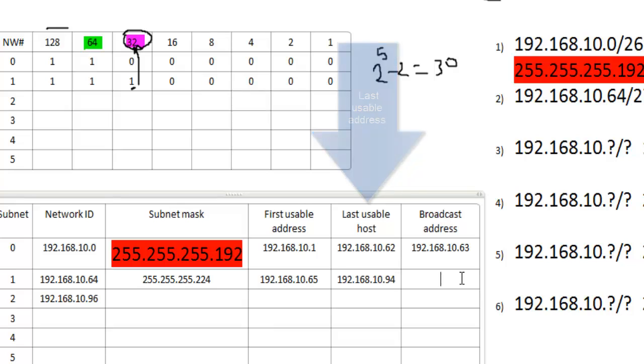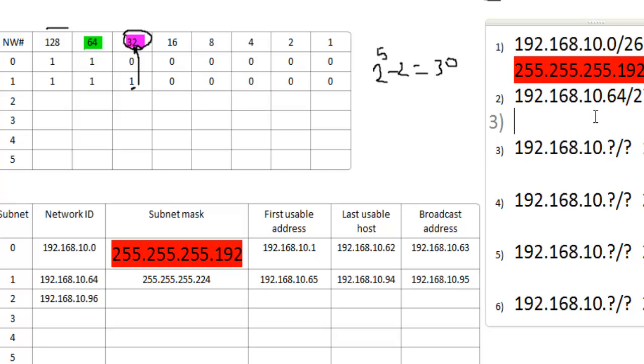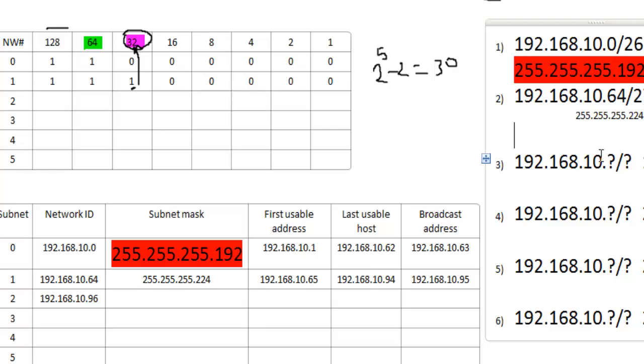So here is 95, which is the broadcast IP. And if you look here, those are still in sequence: 63, 64, 95, and 96, and then it goes like that. So the network ID for the next block is 96. This one is supposed to be also here. That's fine.